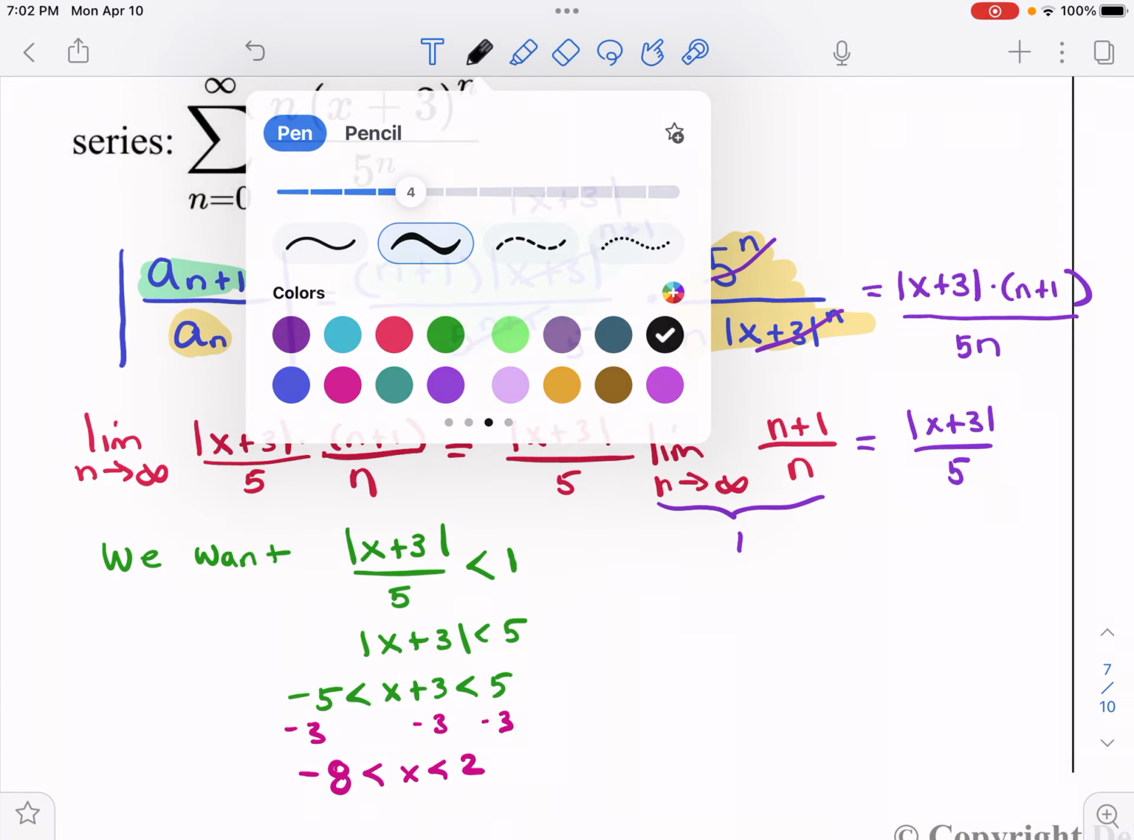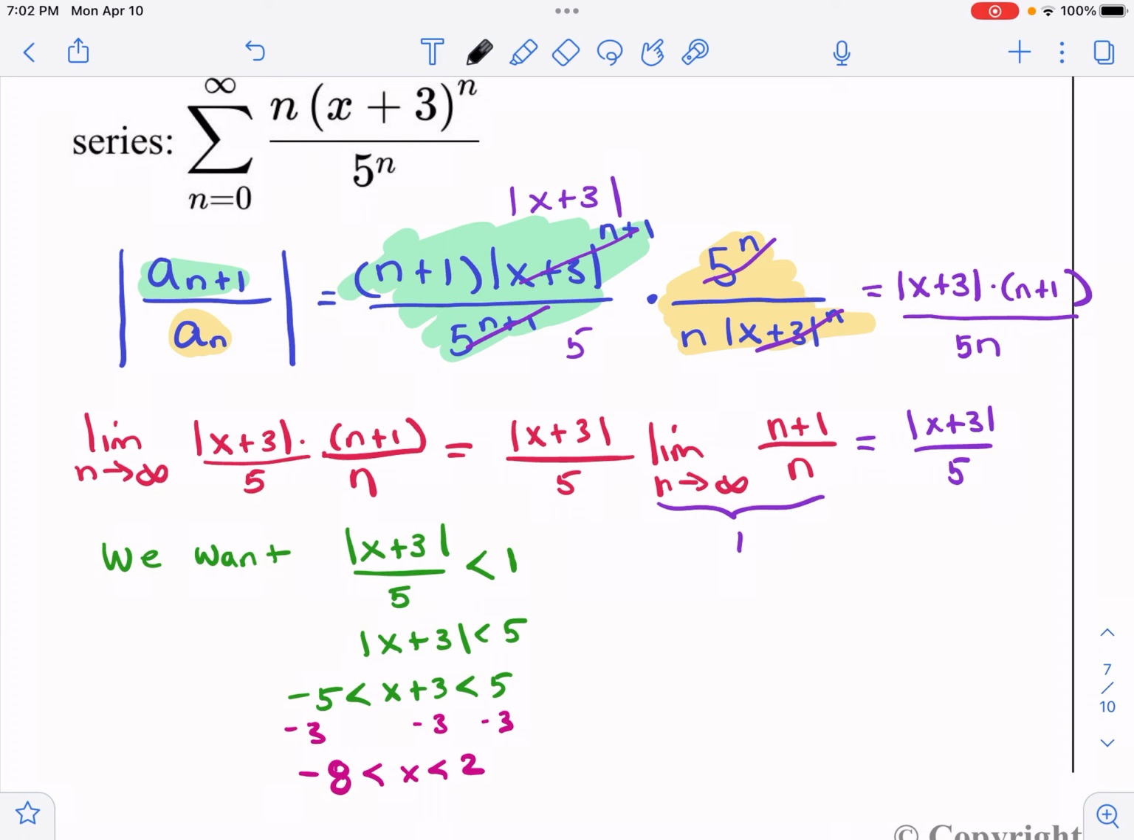The one thing that the College Board expects you to do and that you're supposed to do at this point is, the ratio test doesn't tell you what happens at -8 and 2, the endpoints. So we have to check endpoints.